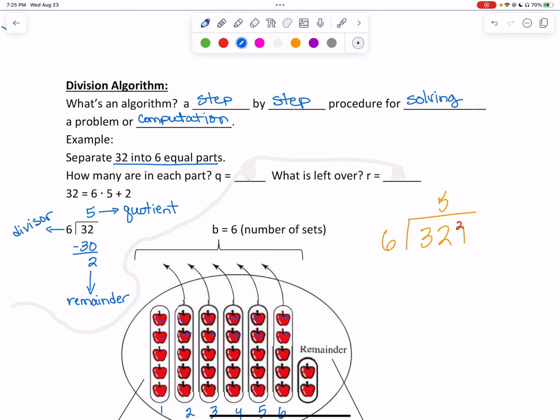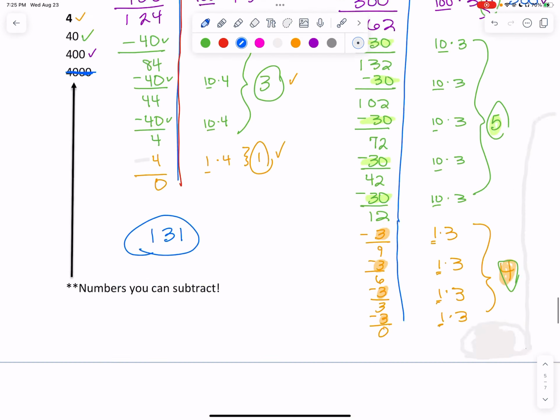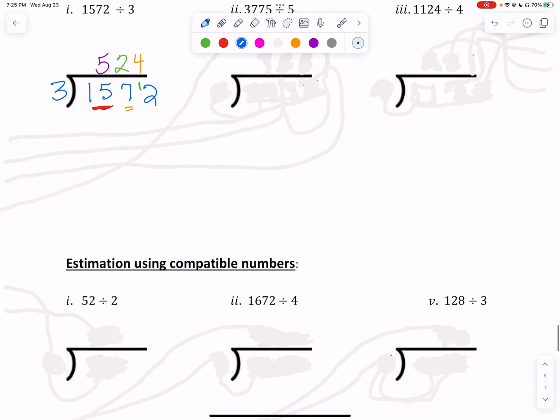Let's see, I think it's 3, right? 3, that would give me 18. 18, 19, 20, 21. So I have a remainder of 3. Okay, let's go down here and work some more, because that one's a little bit odd. Okay, so here we go.